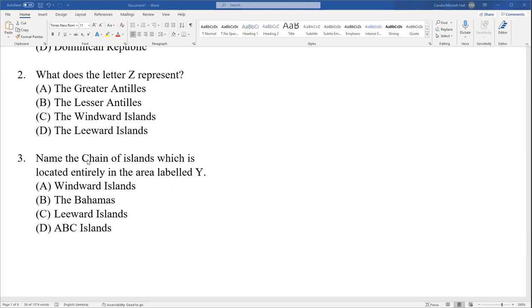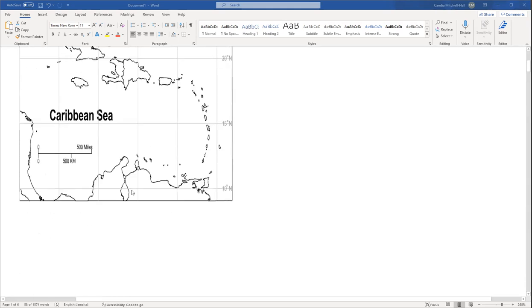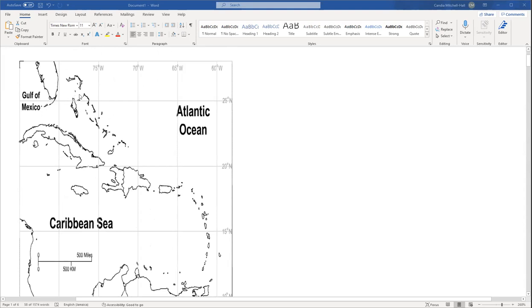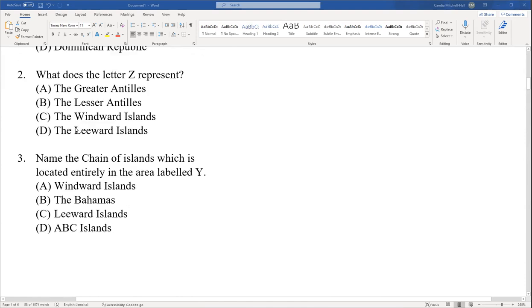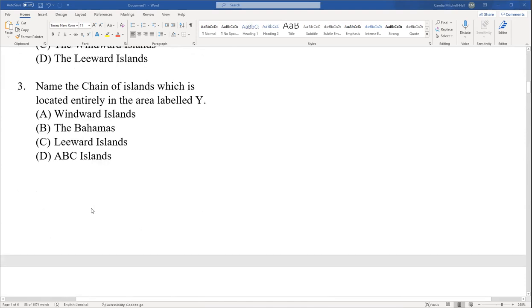Name the chain of islands which is located entirely in the area labeled Y. I think that one was the Bahamas answer. Right here. Was Y. So the answer is the Bahamas, correct, which is B.